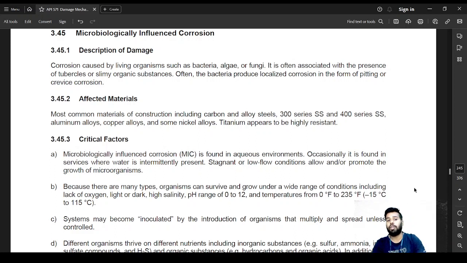So, description of damage: the corrosion caused by living organisms such as bacteria, algae, fungi. It is often associated with the presence of tubercles or slimy organic substances. Often the bacteria produce localized corrosion in the form of pitting and crevice corrosion.